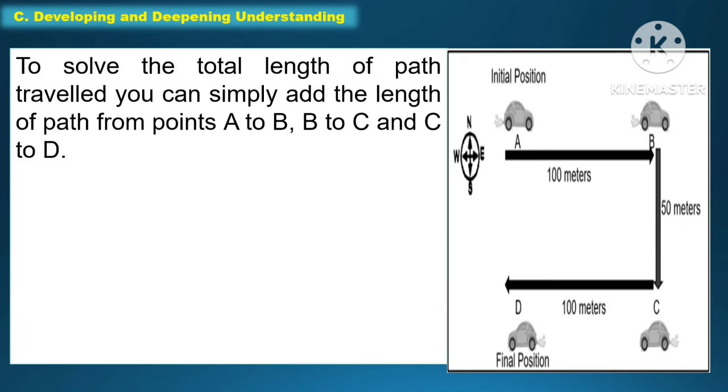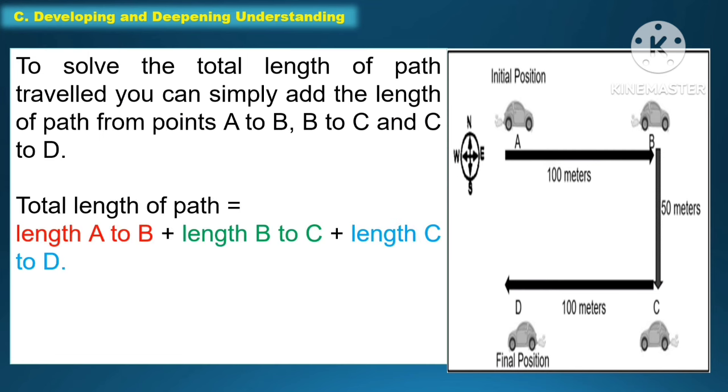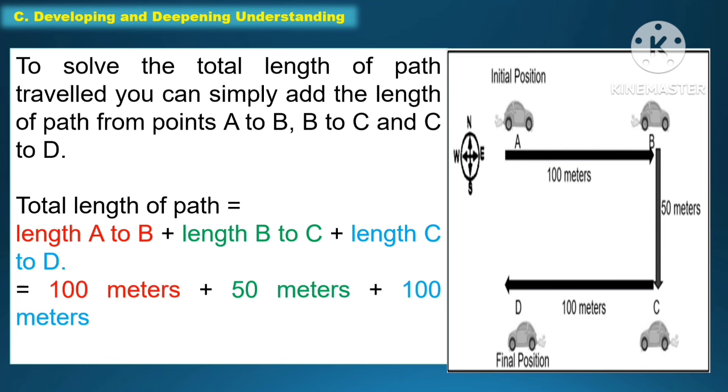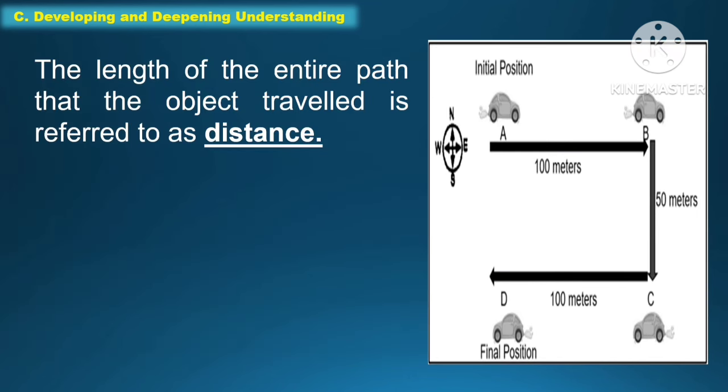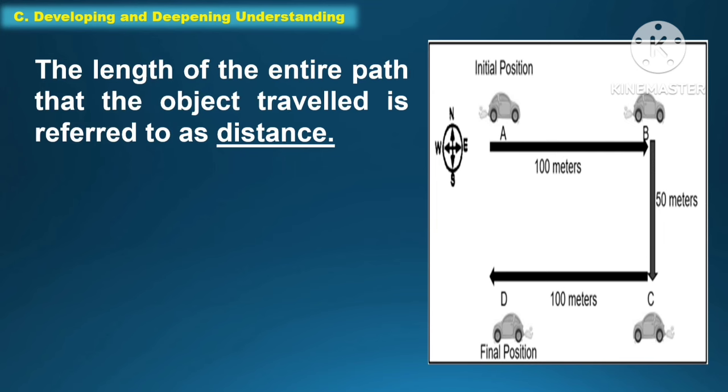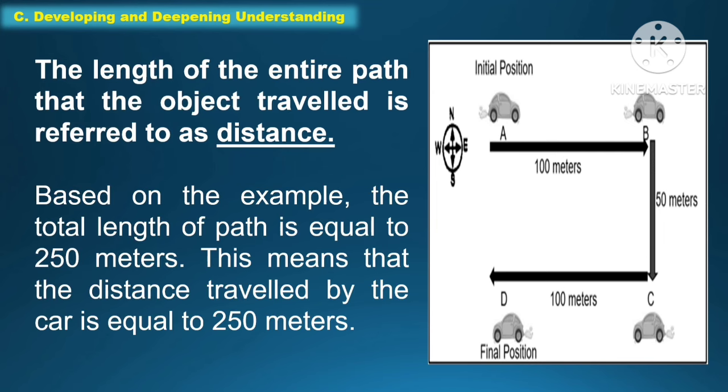To solve the total length of path traveled, you can simply add the length of path from point A to B, B to C, and C to D. So the total length of path is 100 meters plus 50 meters plus 100 meters. So the total length of path is 250 meters. The length of the entire path that the object traveled is referred to as distance.